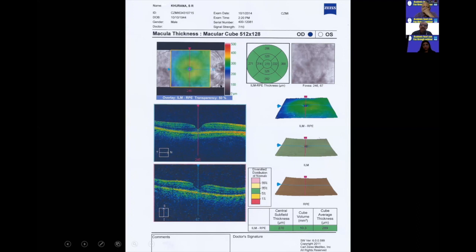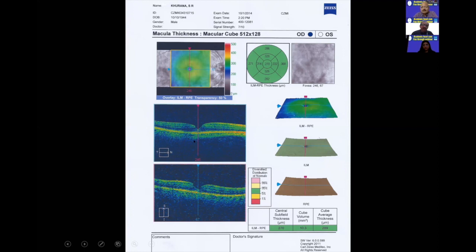This is the same thing which is represented here again, the thickness of the retina in the macular area. These are the changes that you can see in the internal limiting membrane. This is the ILM map, and this is the map for the retinal pigment epithelium. If there are any changes in the retinal pigment epithelium, this map will show you there.